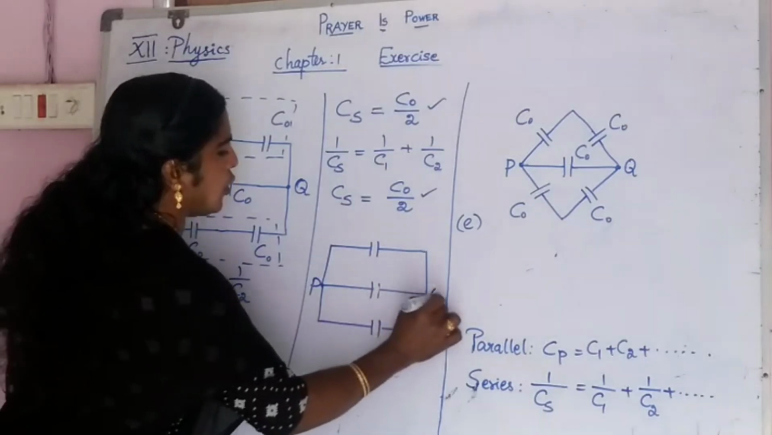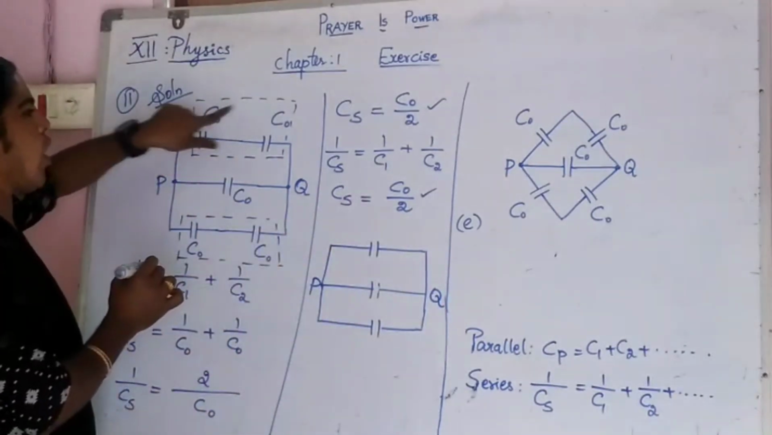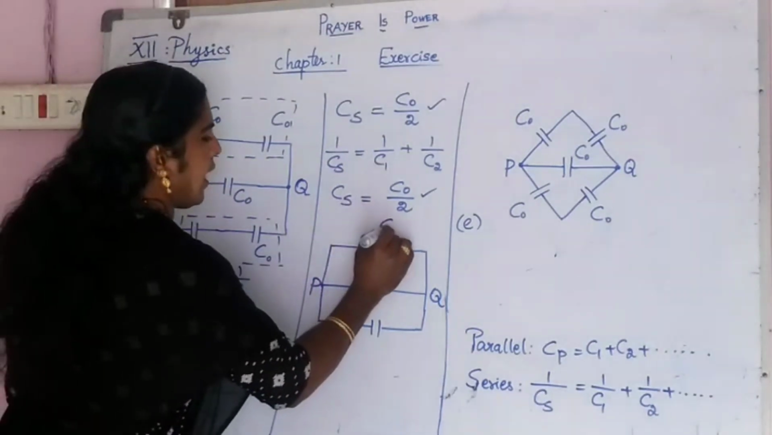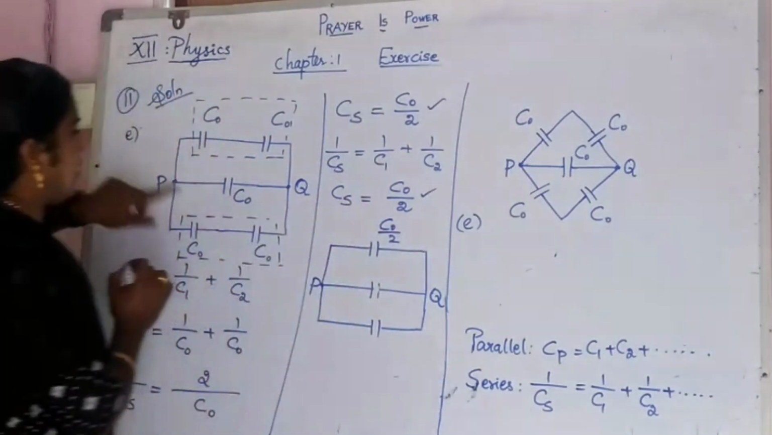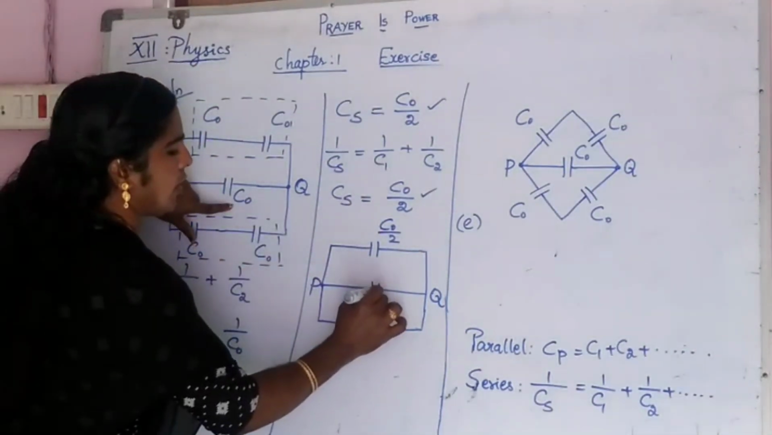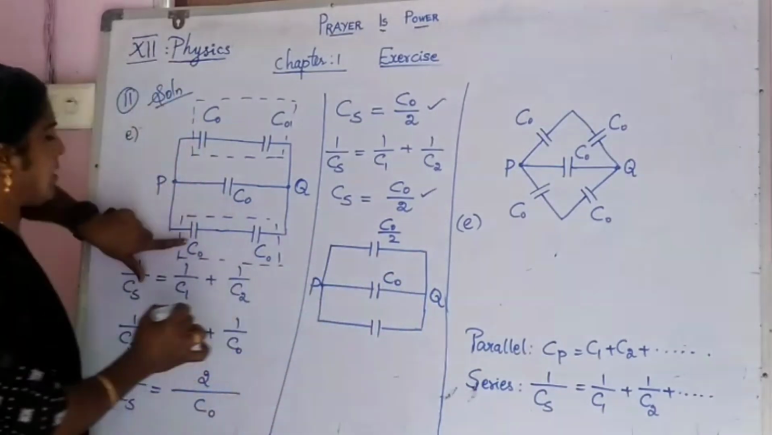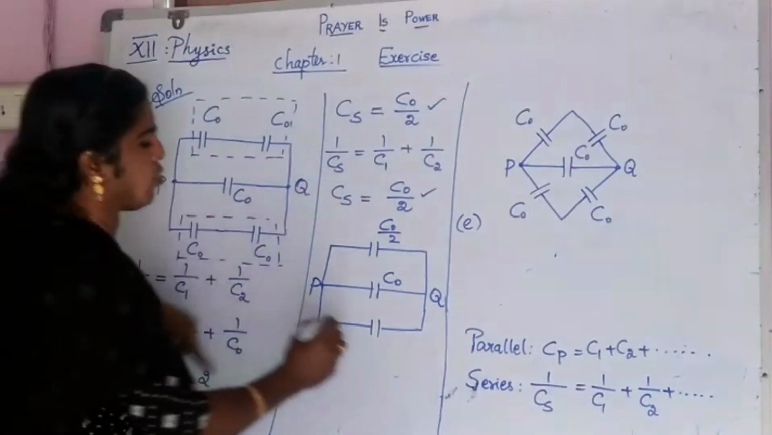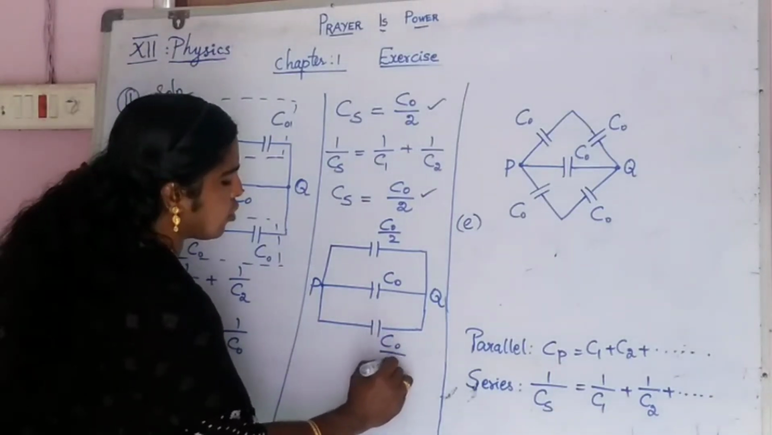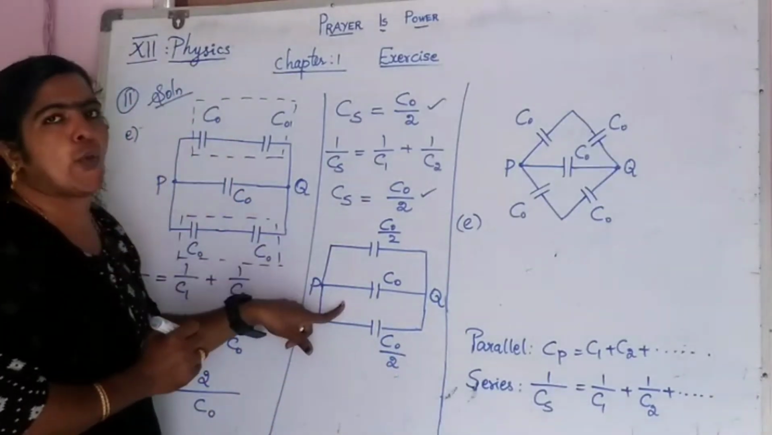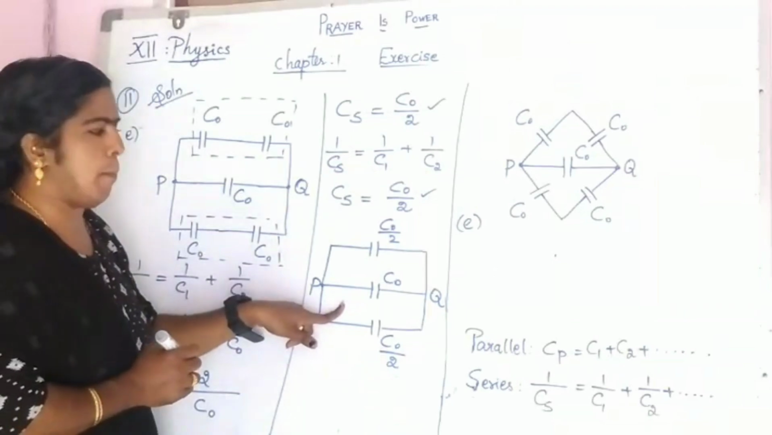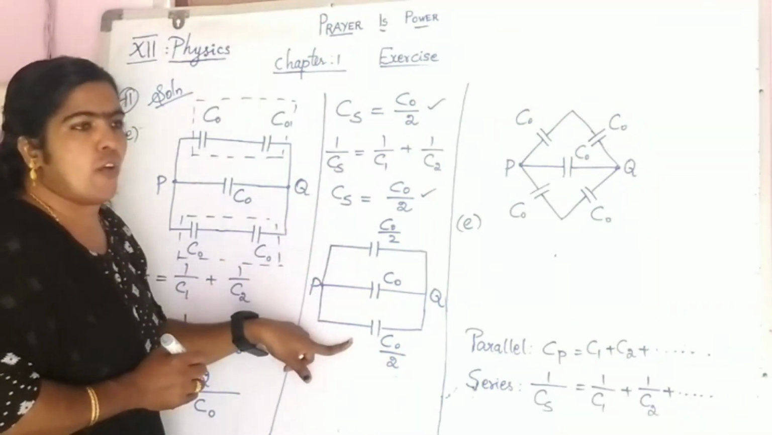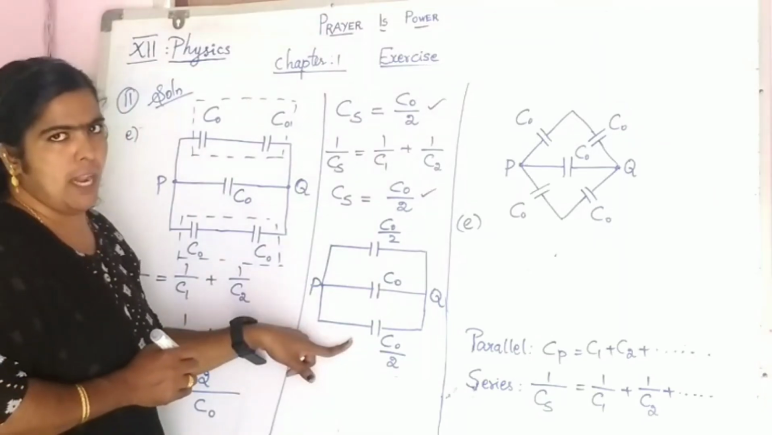Terminal P and Q. For this C0 and C0, we got the answer C0 by 2. This one is C0. Next, instead of the C0 and C0, again we got the same answer, C0 by 2. By using this circuit, we are finding the resultant capacitance. This is series, so this is parallel. So we are using the parallel formula.